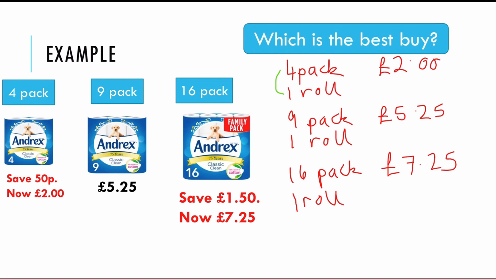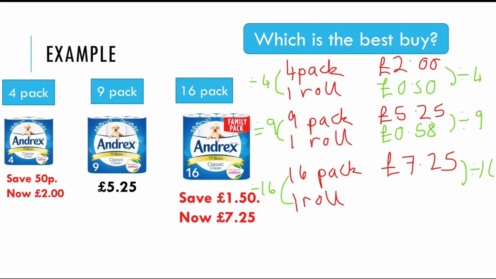So to get from 4 to 1, I've had to divide by 4. So I'm going to do the same on the other side to give me 50p per roll on the smallest pack. I've had to divide 9 by 9 to get to 1. So I'm going to need to divide £5.25 by 9 in a calculator, which will get me 58p, making sure that I'm always rounding to 2 decimal places. I've had to divide 16 by 16 to get to 1. So on the other side, I'm going to divide £7.25 by 16, which will get me 45p per roll.